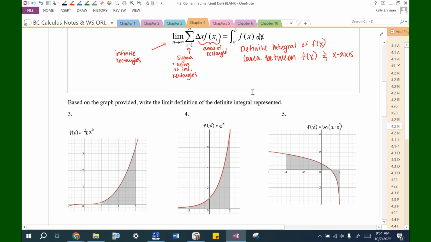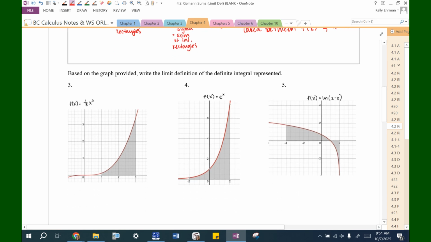So let's start with this. Based on the graph provided, write the limit definition of the definite integral represented. So let's start with what is the definite integral? They're trying to get me to see the shaded area, it goes from 1 to 3, and I have the function for you right here. So what I want to do is say we're trying to represent the integral from 1 to 3 of f of x dx. So let's make it 1/8 x cubed dx.